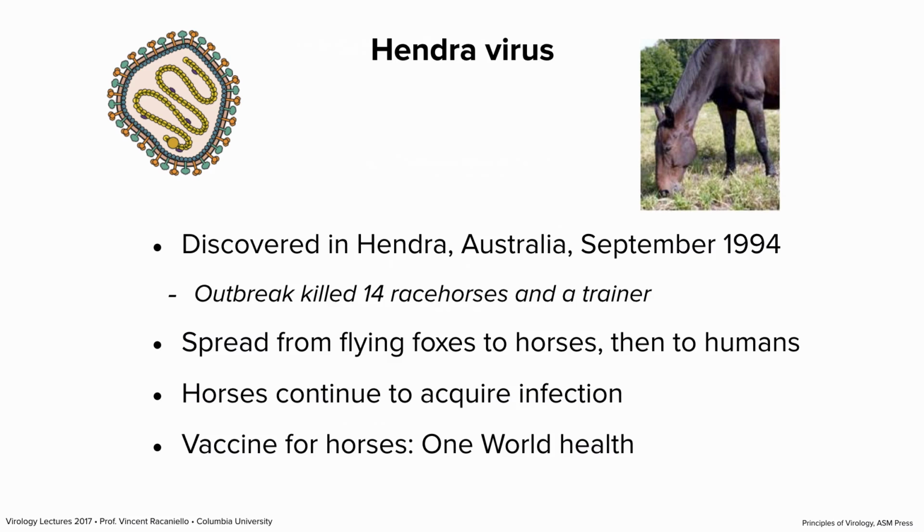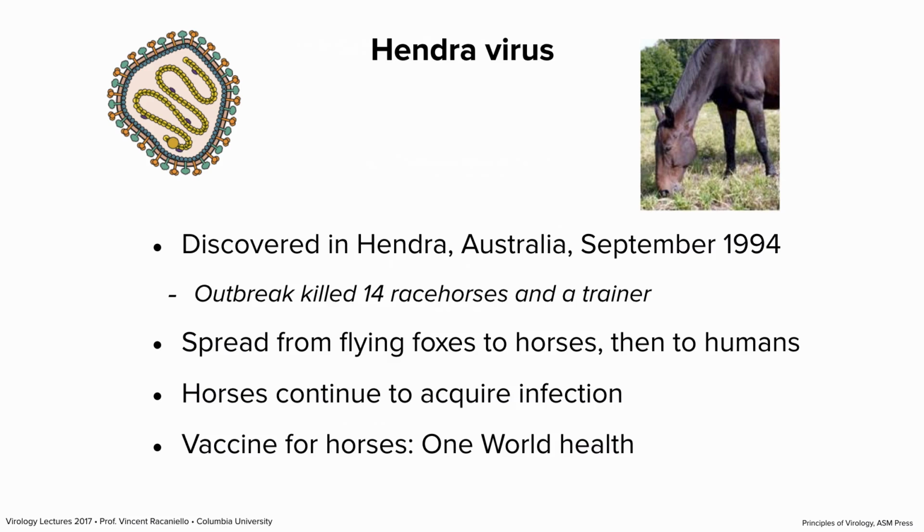Here was an outbreak on a farm where there were racehorses, 14 racehorses, and one of the trainers that took care of them died. They identified Hendra virus, and what happened here is that, again, these farms were built right next to the habitat of the bats.